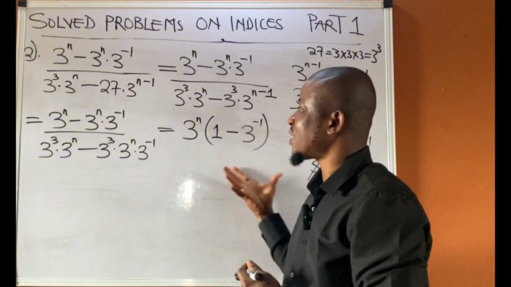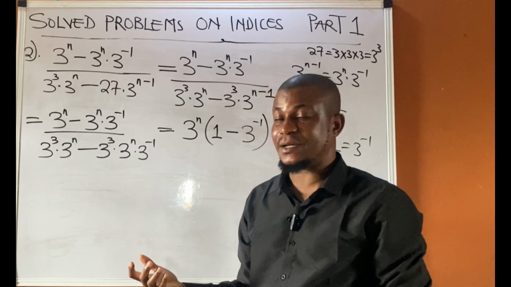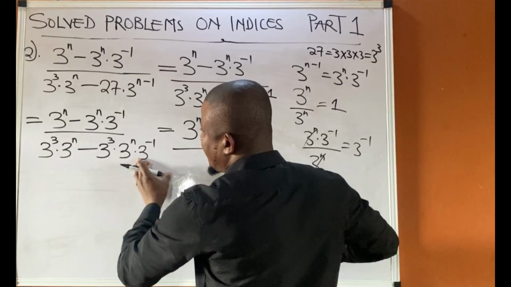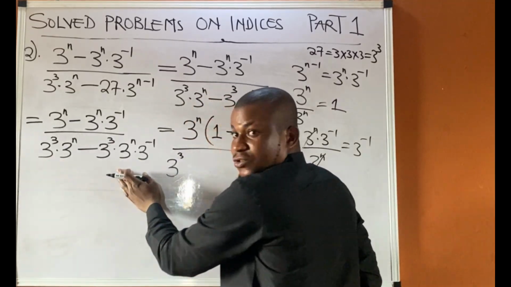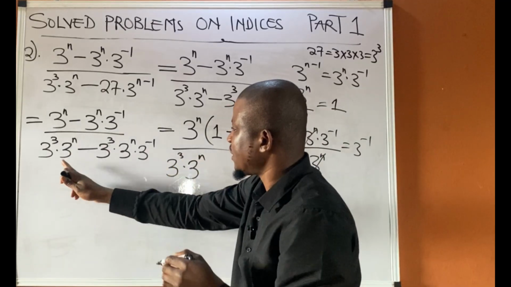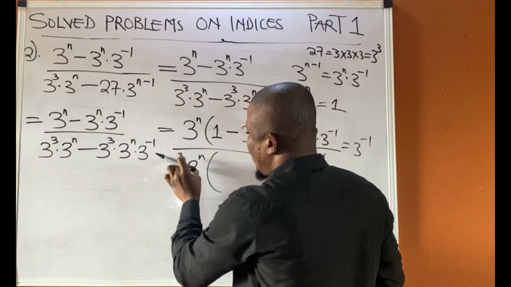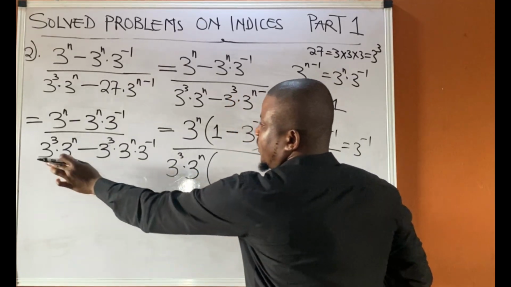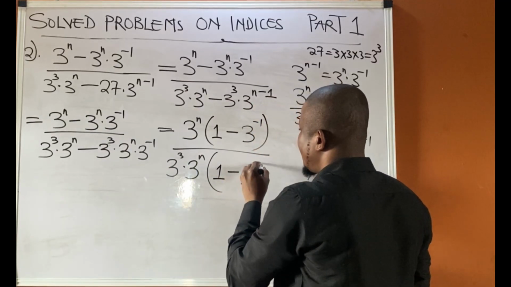Okay, so the idea of factorization is more like this factor should be able to divide each of these terms without a remainder. Okay, so what is the common term here? We can factor out 3 to power 3 because it's here and it's also here. We can also factor out 3 to power n because 3 to power n is here, it's also here. So let's factor out 3 to power n, 3 to power 3, 3 to power n from this denominator. From here, we have 1 minus, from here, we have 3 to power negative 1.